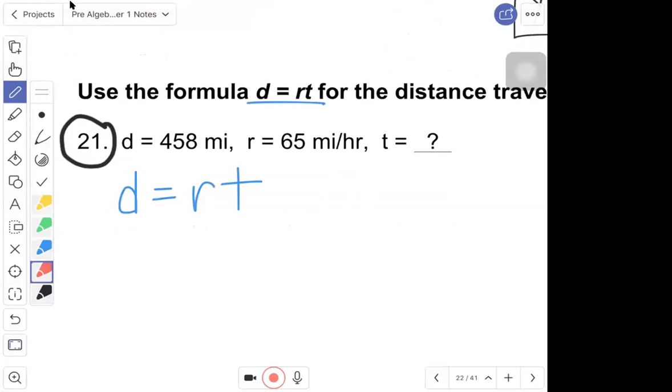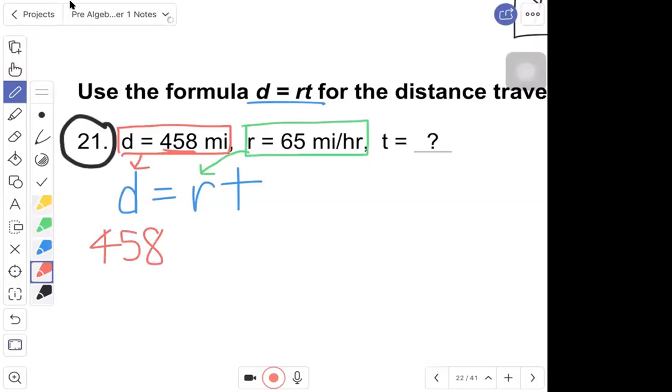Here they're saying our D, our distance, is 458 miles. Here's our D in the equation. Next, they're giving us our rate, which is 65 miles per hour. And there's our R. And we don't know what our T is, so T is what we're solving for. So we're going to plug our 458 in for D. So we have 458 equals our R, which they gave us to be 65, and our T, which we're solving for.